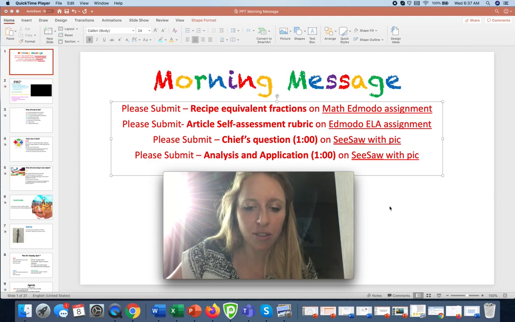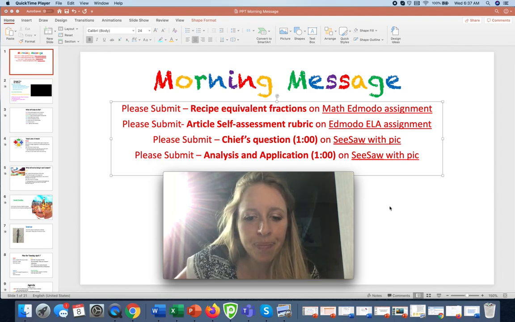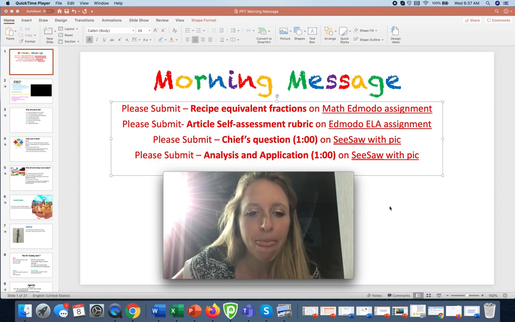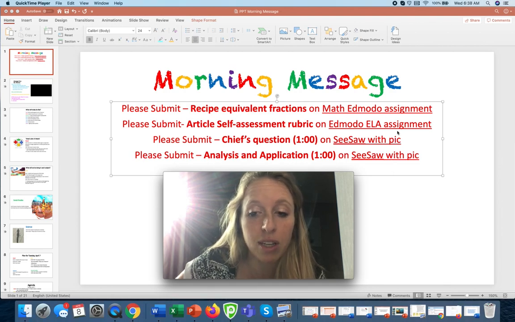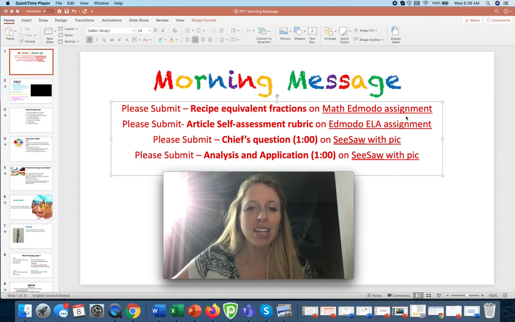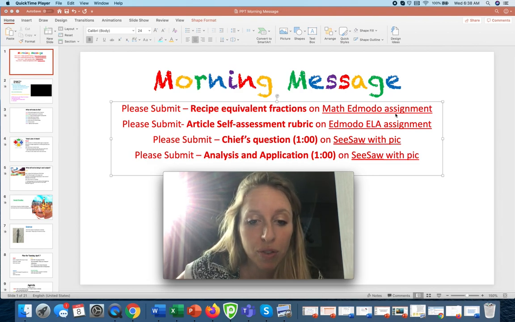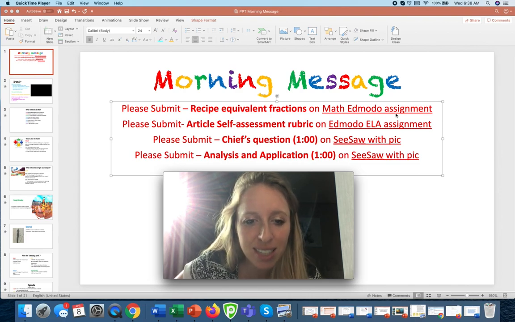So, a few things for today. Your recipe for the equivalent fractions should be on Edmodo in the assignment folder on the math page. If I've seen your recipe from the other day, then you should have this equivalent fraction bit in your inbox. As soon as we're done with the math lesson today, those people who have finished this equivalent ratio bit will get the next step.